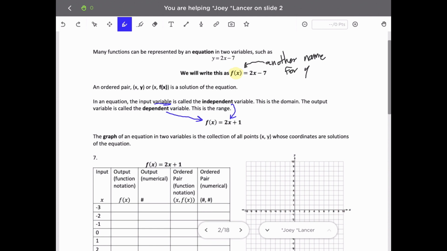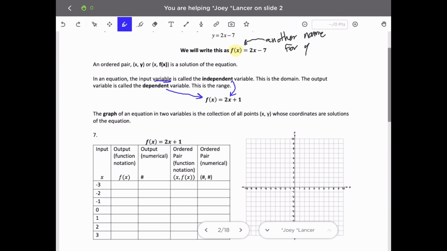The graph of an equation in two variables is a collection of all the points x comma y whose coordinates are solutions of the equation. I'm going to put in that this, just remember, is a little bit like y. And the dependent variable depends on x.